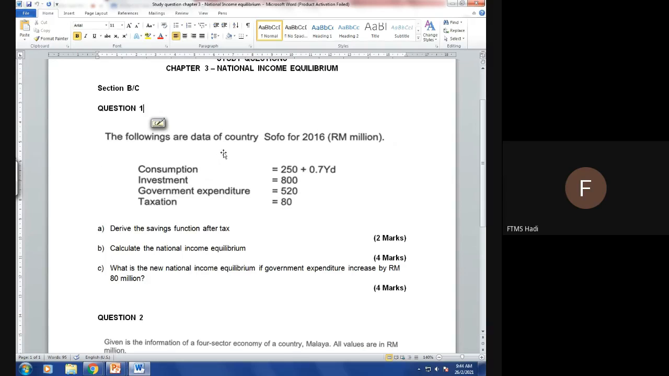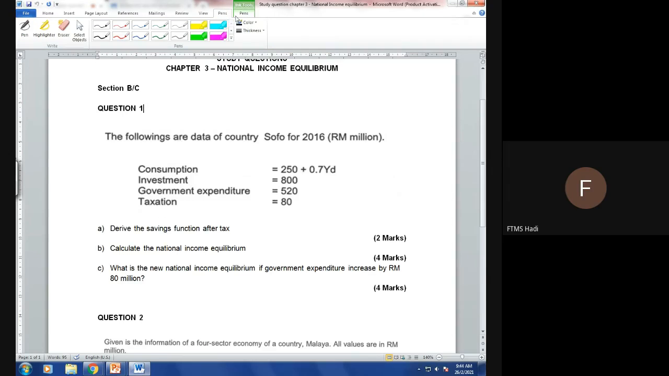All right. The following data are the data of countries so far for 2016 in RM million. So they're giving you consumption, investment, government expenditure, and taxation. Okay. So as you can see here, consumption is your C, investment is your I, government is your G, and this one is T. That means you have C, I, G, and T. That means it's more on three sectors, right? Tiga sektor kan? Because this one is your household and firm. Government is government. And tax is government as well. So C plus I plus G and T, which is government.